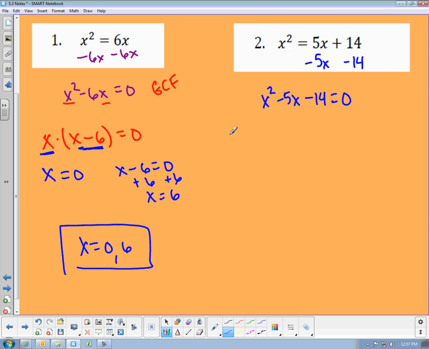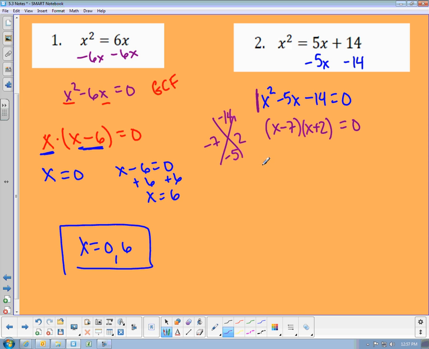Remember, over the last 2 days, we've talked about how to factor these things. We want a product of -14 and a sum of -5. That means I need -7 and +2. So my factored form would be x minus 7 and x plus 2. I don't need to split the middle here because my leading coefficient is 1, so that helps.